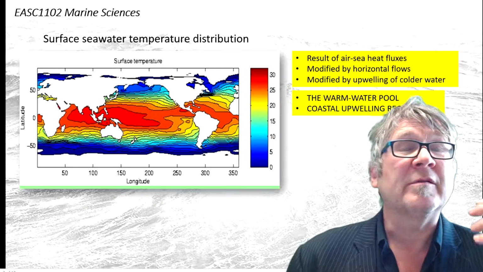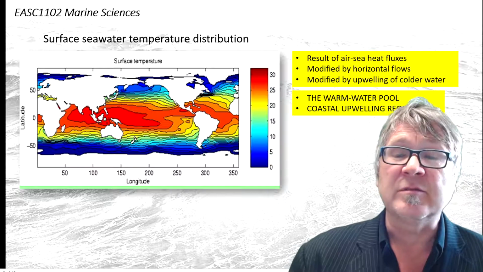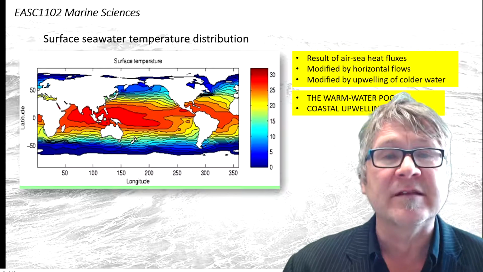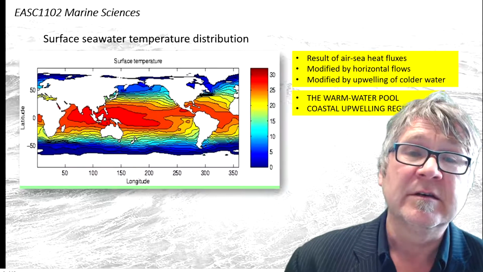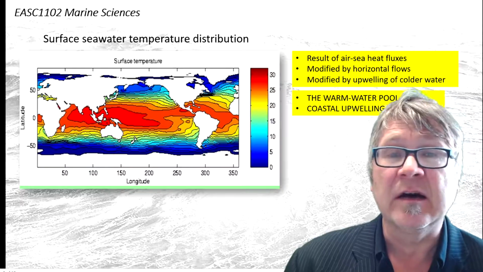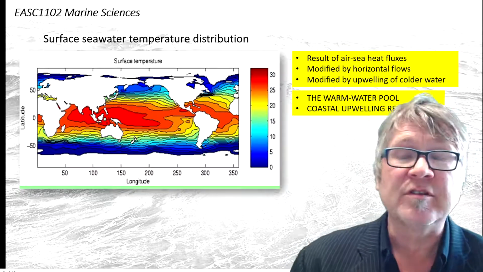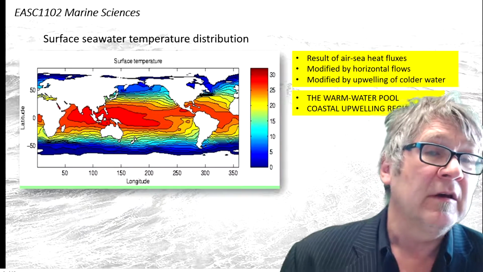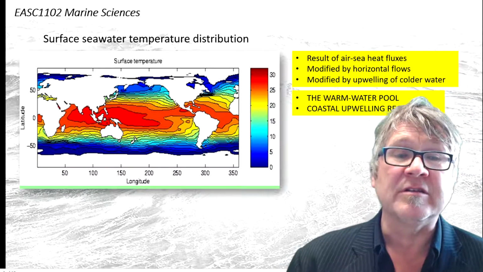Okay, so what determines the surface temperature? The main reason for this distribution is the air-sea heat flux. So it's the distribution of the air-sea heat flux. Some regions are warmed up and other regions are cooled down due to that, and that sets up the temperature difference between the equator and polar regions.